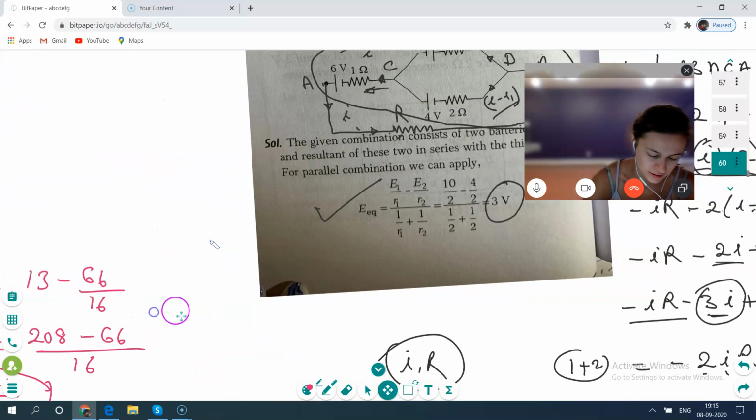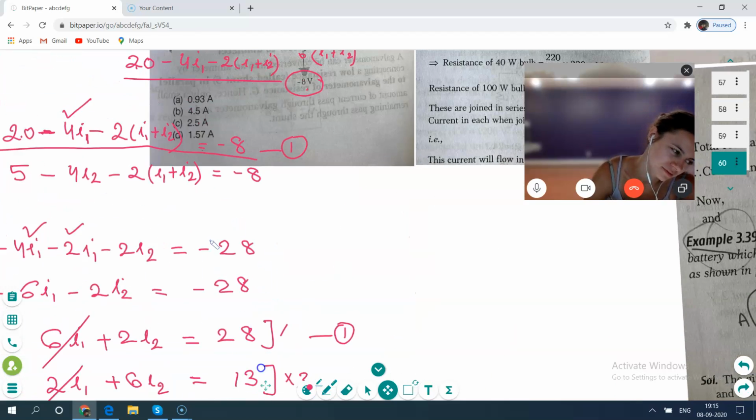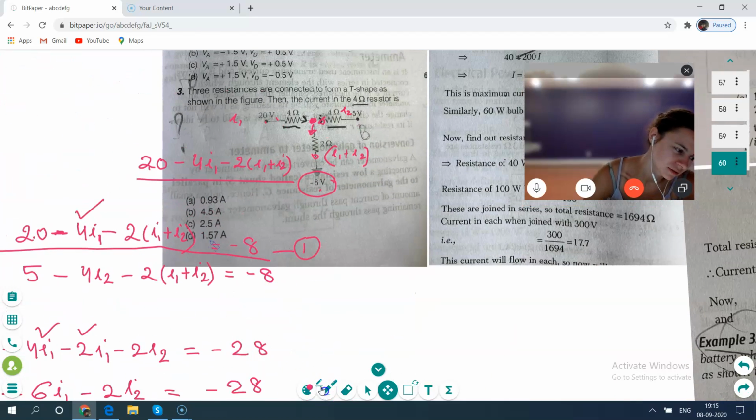Yes, so they basically were asking I1. Because the answer is not matching, it means they are asking the 4 ohm. But options are given, so we have to choose in these options only. Am I right or not? Yes, I understood. Yeah, please tell me now.